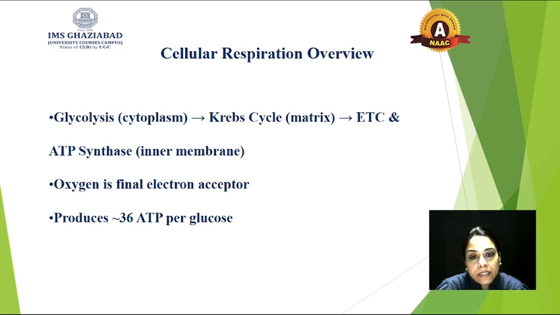And during this combination, the energy that is released is used for ATP synthesis. Oxygen is the final electron acceptor that combines with hydrogen, and a water molecule is produced. And if we see the total amount of energy generated in the mitochondria, it is 36 ATP per glucose molecule.